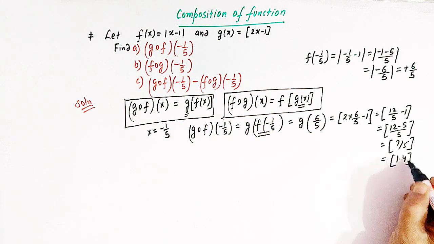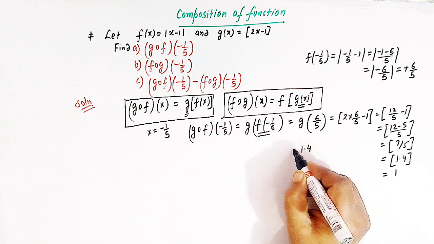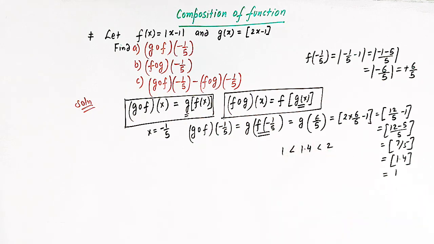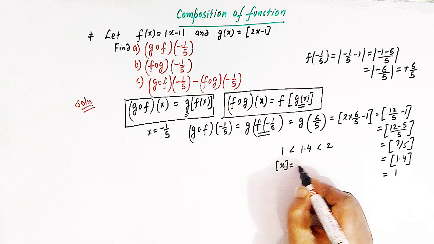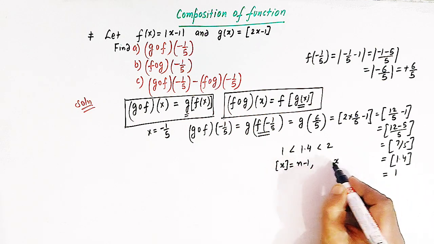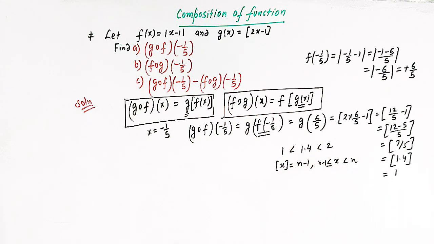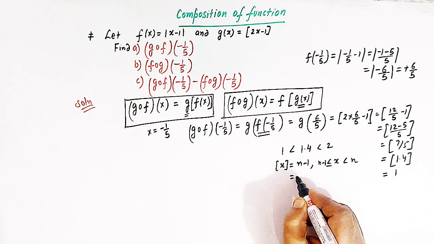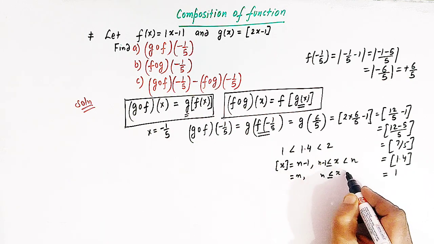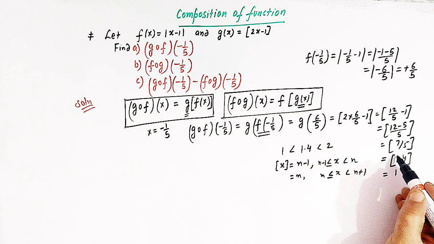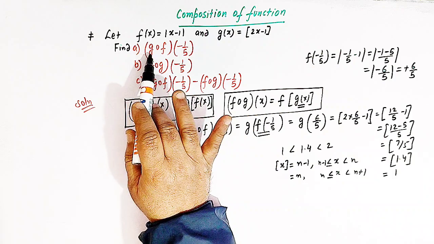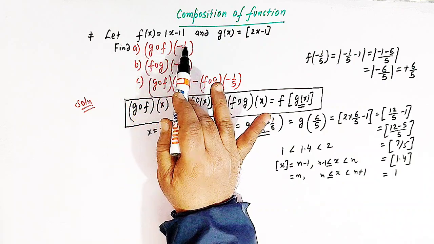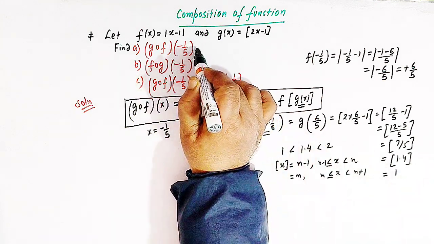So now the value of greatest integer of 1.4 is equal to 1. Why? Because see, 1.4 is greater than 1, but it is less than 2. And by the definition of greatest integer function, we know that greatest integer of x is equal to n minus 1 whenever x is greater than or equal to n minus 1 but less than n, and greatest integer of x is equal to n when x is greater than or equal to n but less than n plus 1, right? So the greatest integer of 1.4 is 1, and now we have the value of the composition of g and f at x is equal to minus 1 over 5 is equal to 1, right?